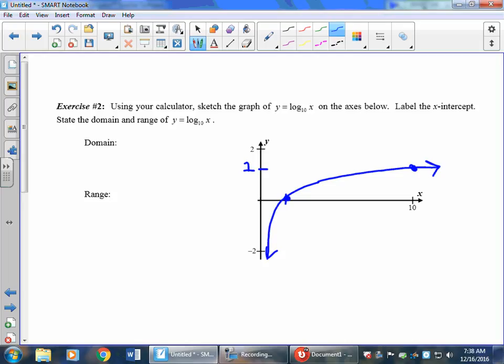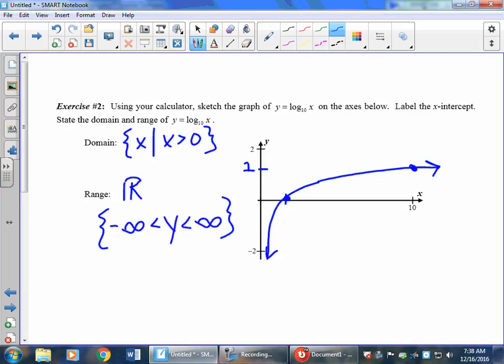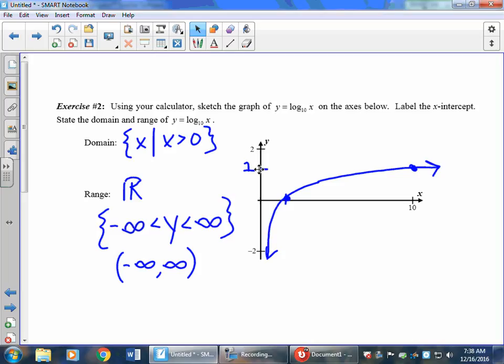Now the domain here is going to be your x value. So it's going to be x is greater than 0, just like before. So x such that x is greater than 0. And my range is going to be all real numbers. So there's a few ways we can write this, of course. All real numbers. Some like to do this. Negative infinity is less than y is less than positive infinity. So, or you can even use your interval notation, negative infinity, positive infinity, like that. So if it doesn't tell you how to represent it, you can use any way you want to. All right? So moving on to exercise 3.